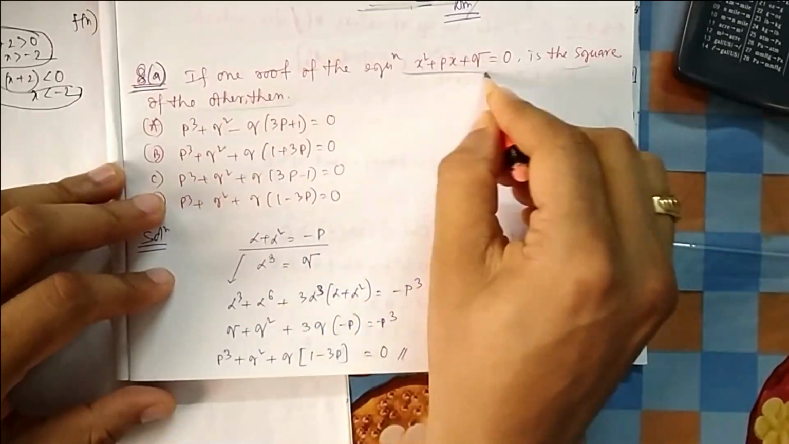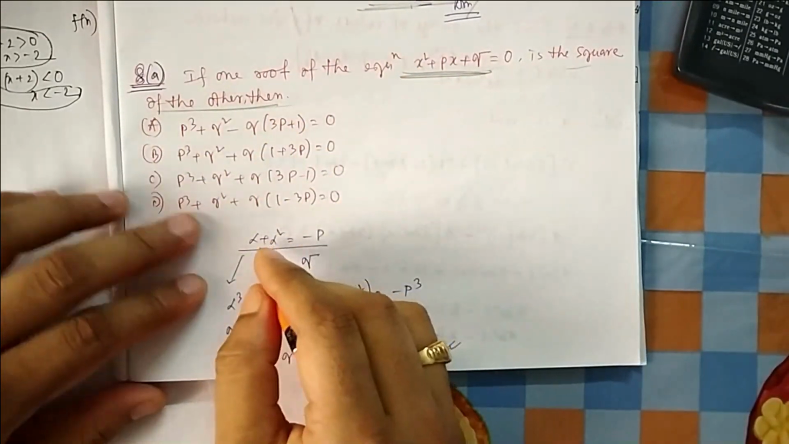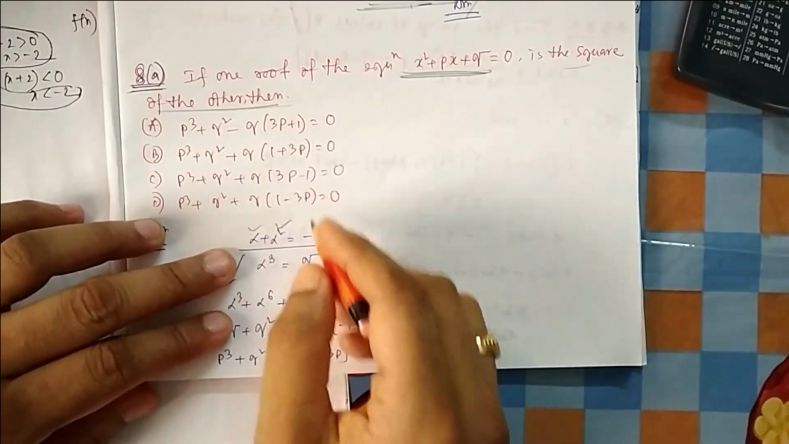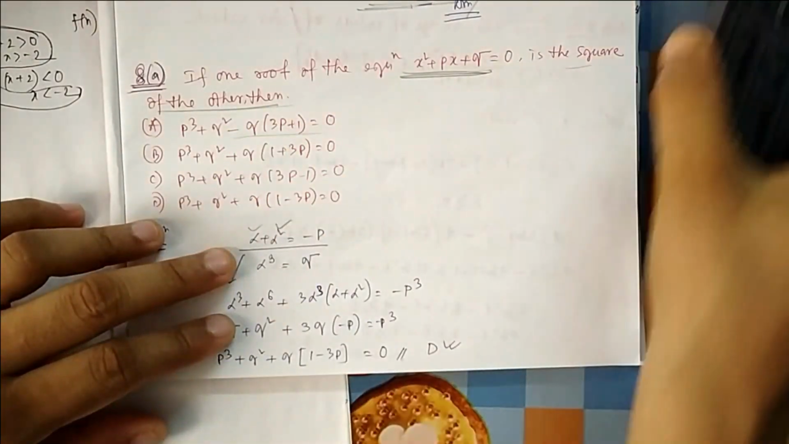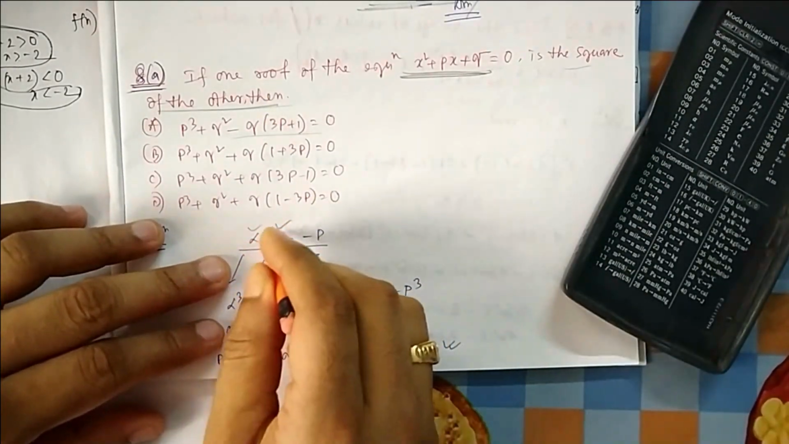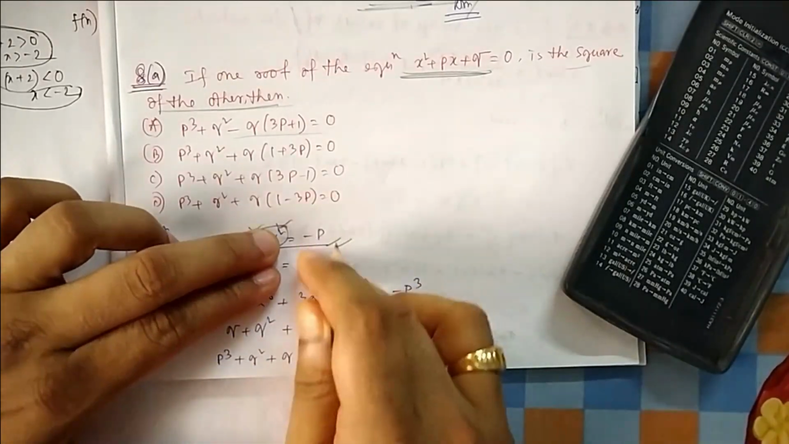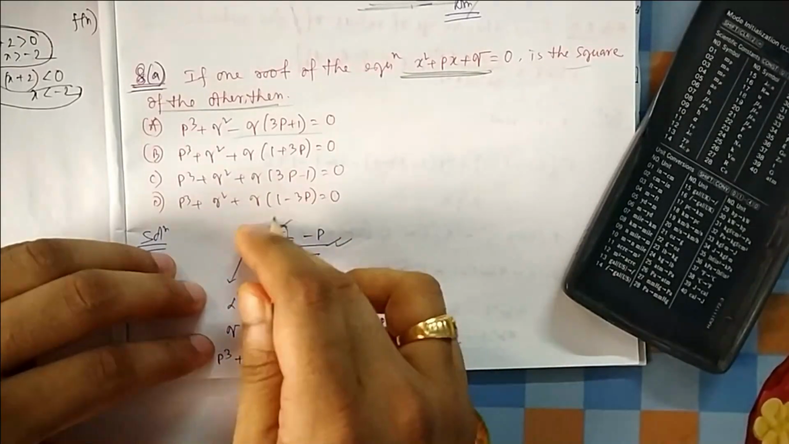If the roots of the equation are such that one root is the square of the other, then if I take alpha, the other one will be alpha square. Then you need to find some expression of P and Q. So I have alpha and alpha square. If I add these two, I know the sum. If I take the product of these two, I know the product. So I need an expression of P and Q so that I have to eliminate alpha.